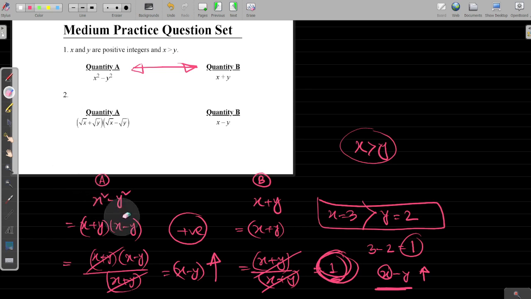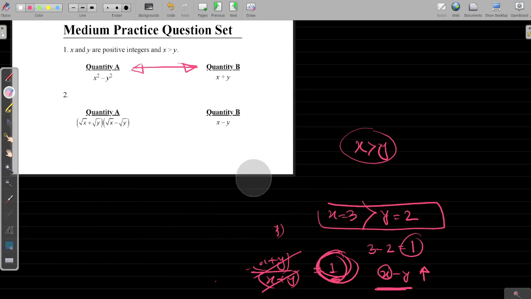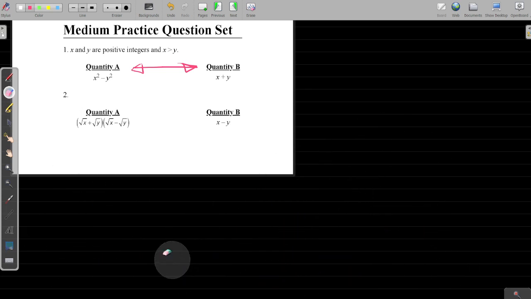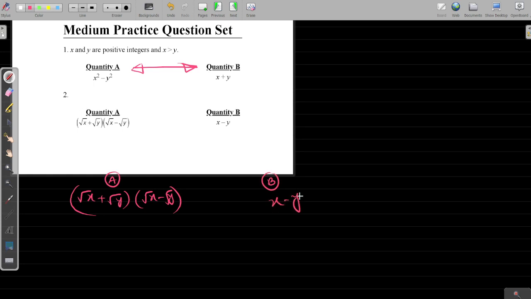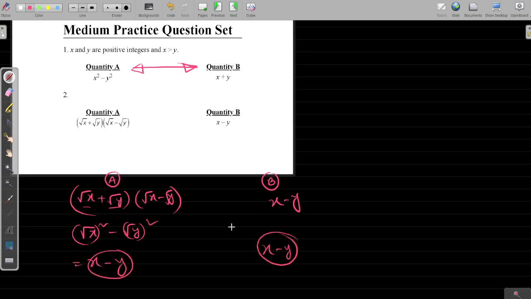Okay, now the same type of question from here. So here quantity A is root over x plus root over y, multiplied by root over x minus root over y, and quantity B is x minus y. If I consider this one as a and this one as b, then a plus b multiplied by a minus b, our formula will be a square minus b square, right? So I will get x minus y from here, and this one also x minus y. That's why these both are equal. So here they are equal.